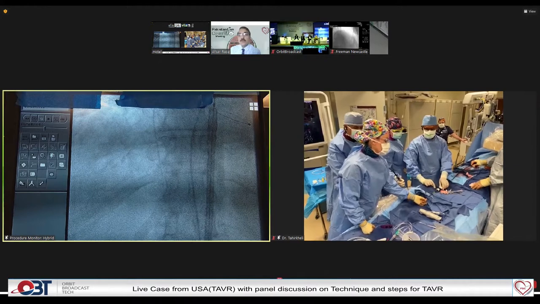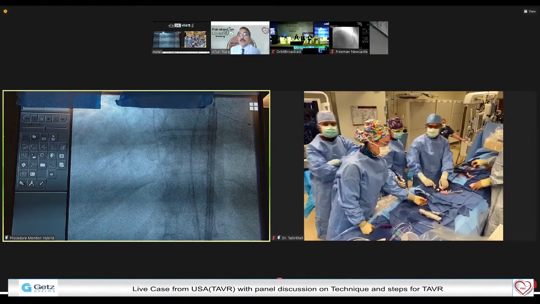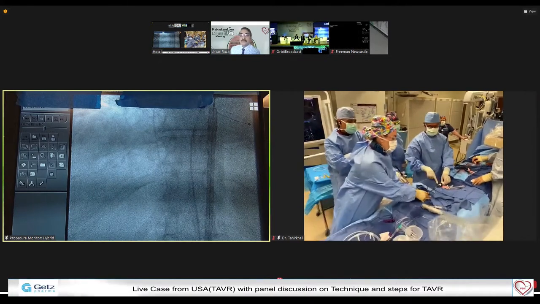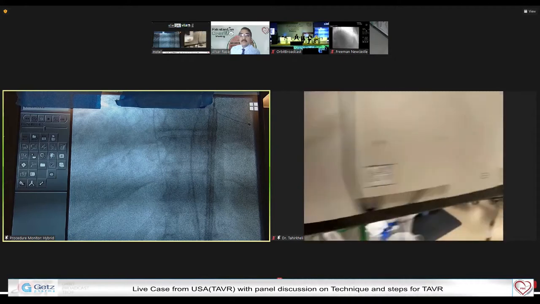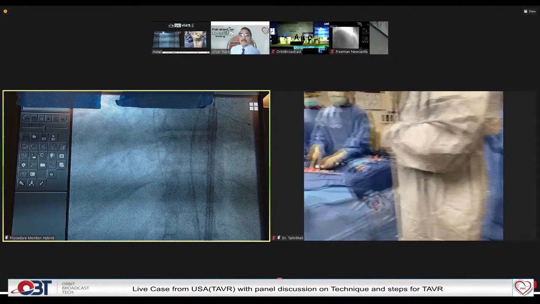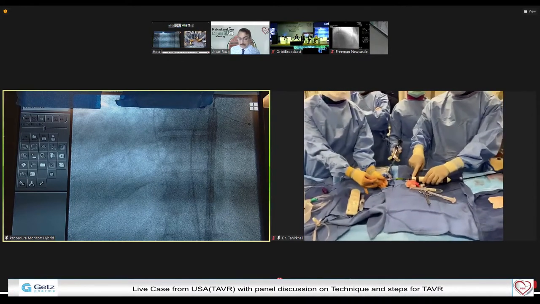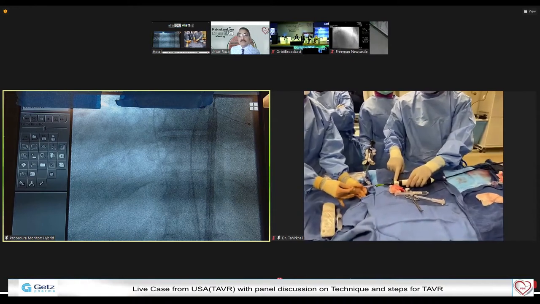Okay, we're going to go over the steps here. So can you show this, Jay? And then have that fluoro and our camera side by side so we can show back and forth.